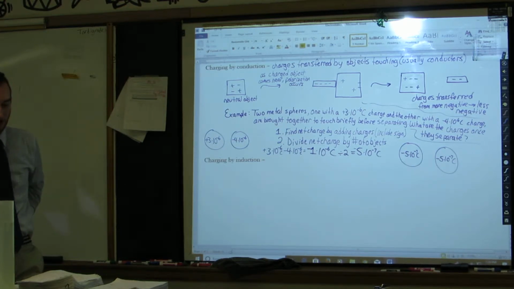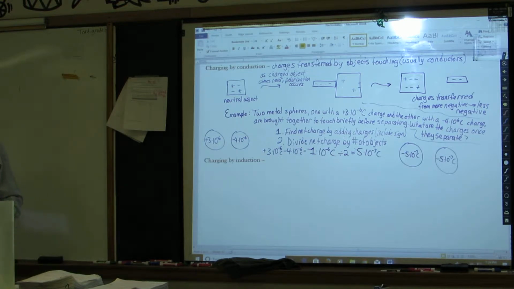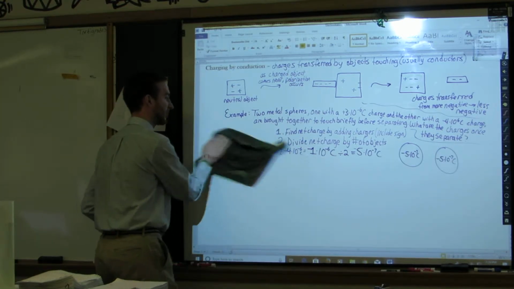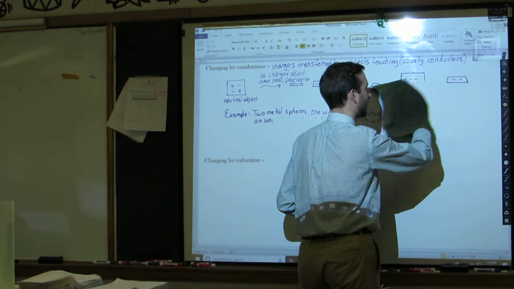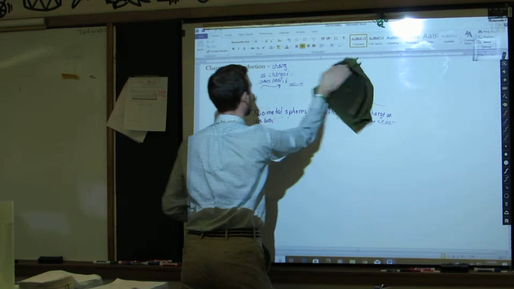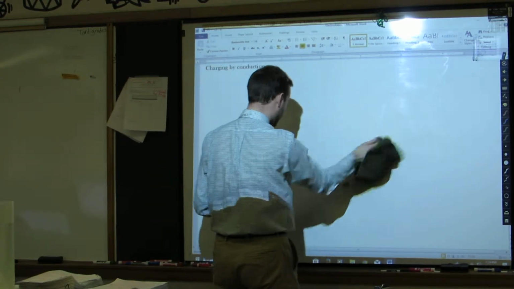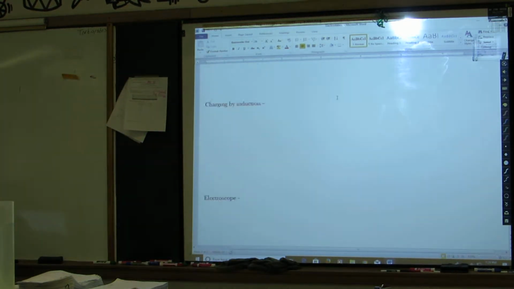There's charging by conduction. The last method of charging is the most complicated one, and it is charging by induction. So we have conduction and induction. Induction is really the one that I think gets most people because it's kind of complicated. There's 3 or 4 steps to it, no matter how you charge by induction. And there's 2 different methods for charging by induction. We'll go over both of those. But this should be a review from last year.